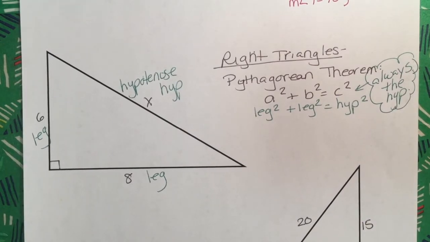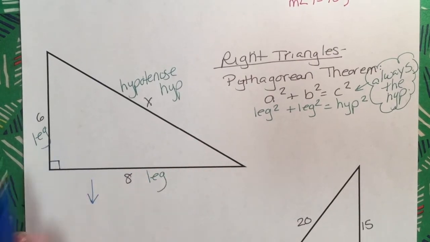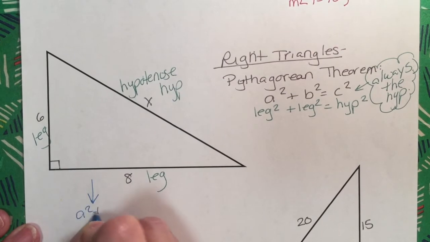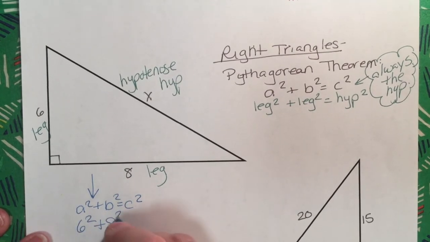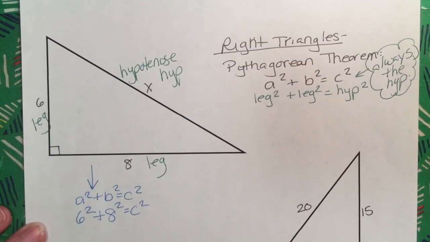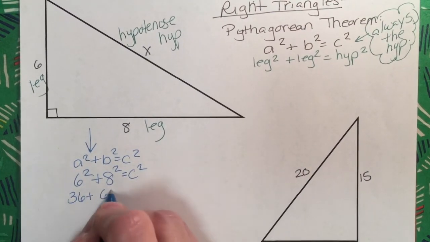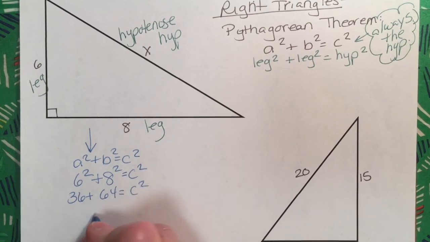Okay, so what does that mean? Well, that means in this problem, for example, we know one of the legs is 6. We know one of the legs measures 8. We do not know how long the hypotenuse is, but we can use a squared plus b squared equals c squared. One of the legs is 6, 6 squared. The other leg is 8, 8 squared. And if we add them together, that is going to equal the hypotenuse squared. Okay, well, 6 squared is 36, 8 squared is 64. If I add them together, that's 100, and that is c squared.